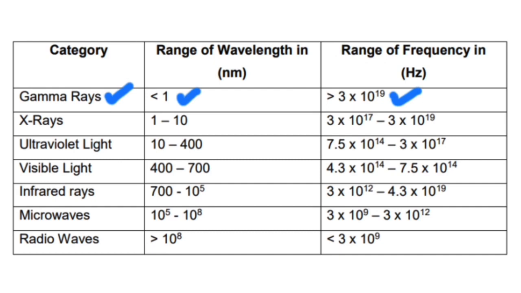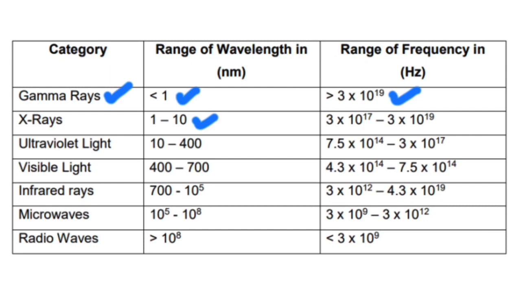wavelength and the highest frequency, followed by X-rays that are commonly used in the hospital to produce scans. X-rays have a wavelength between 1 to 10 nanometers. That is why you don't find an X-ray machine at ShopRite, because it's very high frequency EM radiation. Gamma rays and X-rays are very dangerous, and this is the range of frequency of X-rays: 3 times 10 to the power 17 Hz to 3 times 10 to the power 19 Hz. Followed by ultraviolet light, 10 nanometers to 400 nanometers, and we have its range of frequency right there.